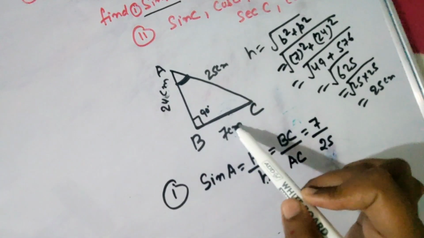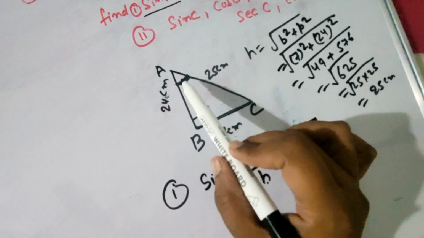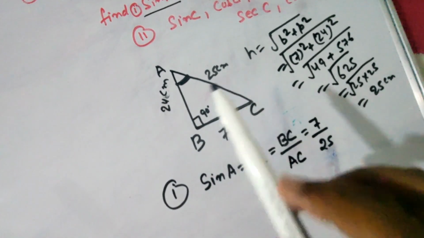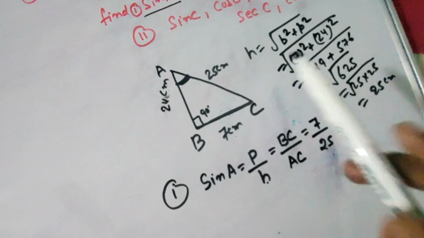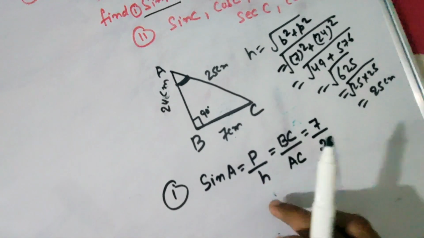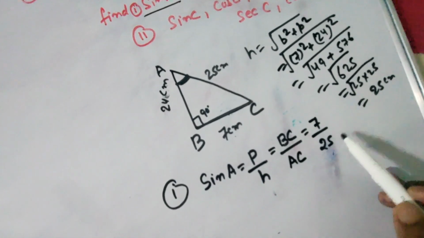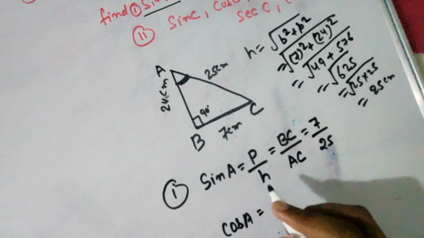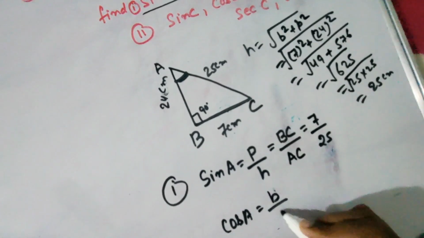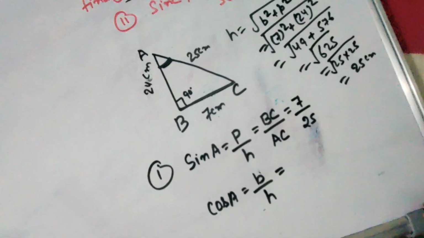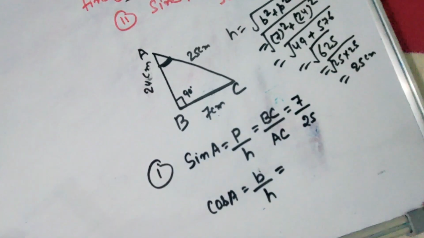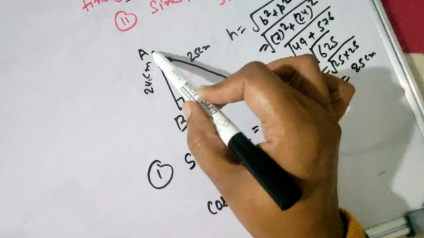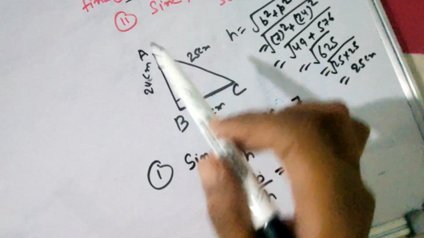Sine A formula is perpendicular by hypotenuse. For this angle, the perpendicular is 7, because perpendicular means the side just opposite to angle A. And hypotenuse is 25. Then 7 by 25. Then second, after sin A, cos A. Cos A formula is base by hypotenuse. Base's value is what?